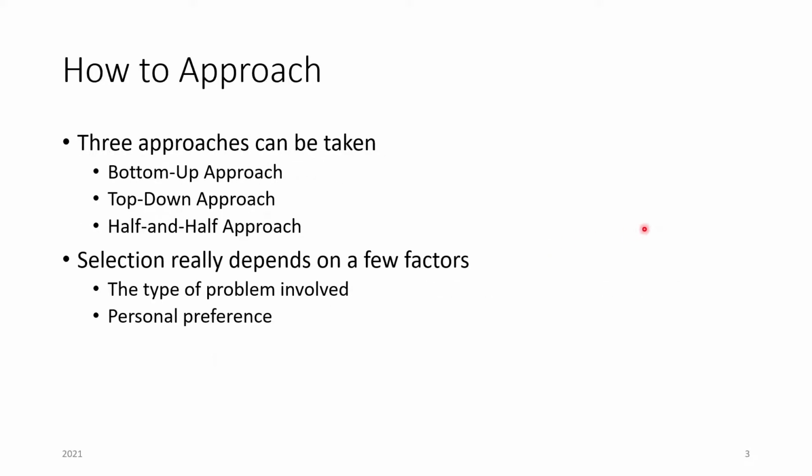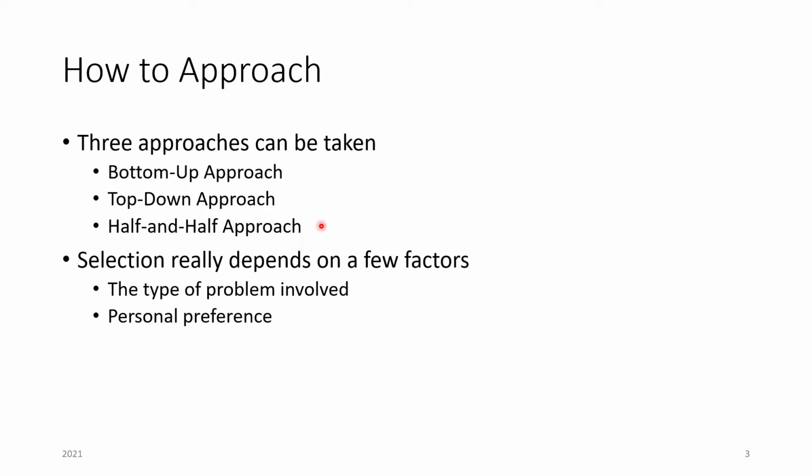Now, when attempting a solution for any recursive problem, there are three methods we can take. The first one is known as the bottom-up approach. The second one is known as the top-down approach. And there's a third one, which is basically a mixture of the two, which is referred to as the half and half approach. Certain problems are suited for certain approaches, and we're going to see why this is when we start doing a few examples here.